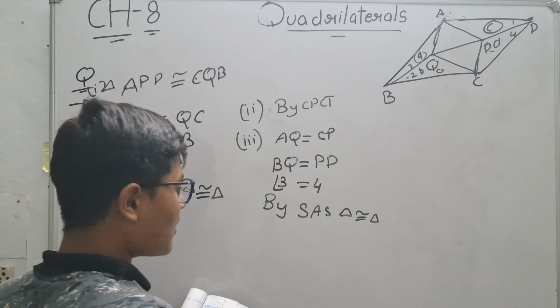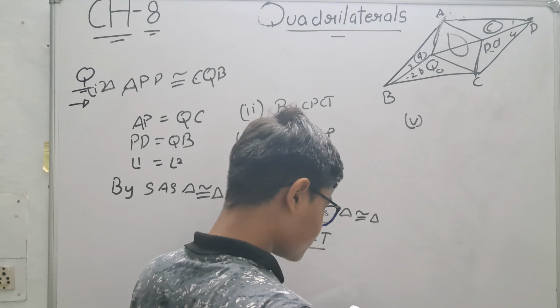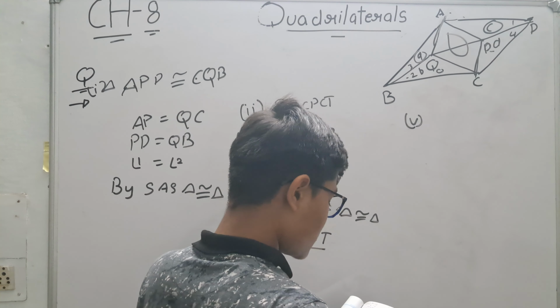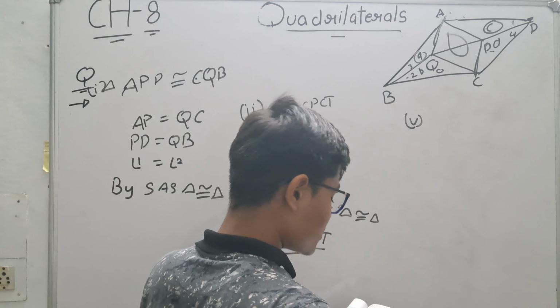Now AQ and PD by CPCT. So part 4 will be by CPCT. Now let's move forward to question number 5. We have to prove this quadrilateral is a parallelogram.